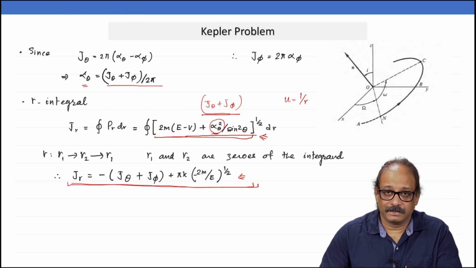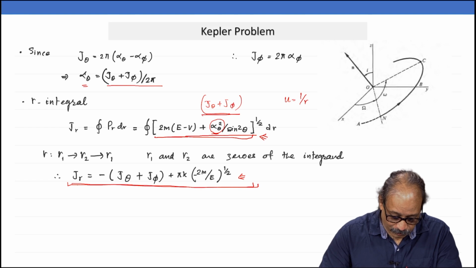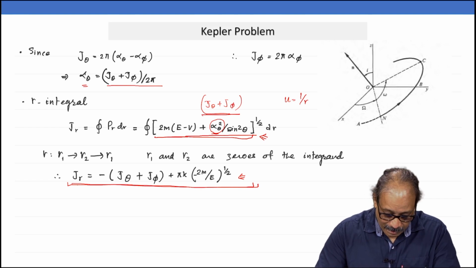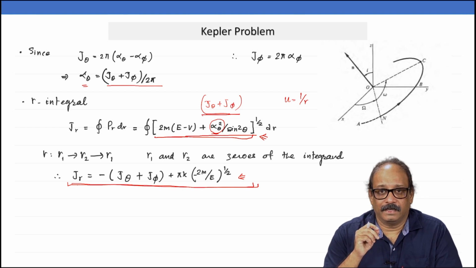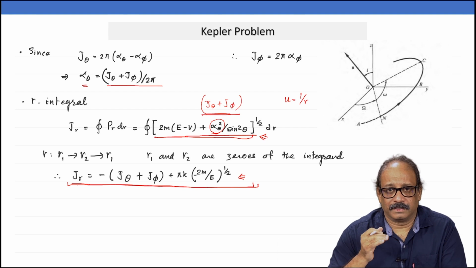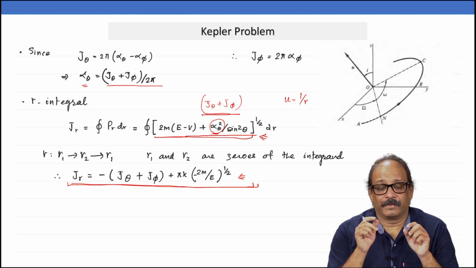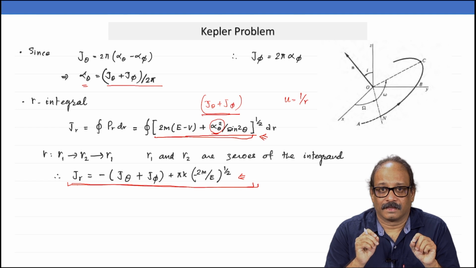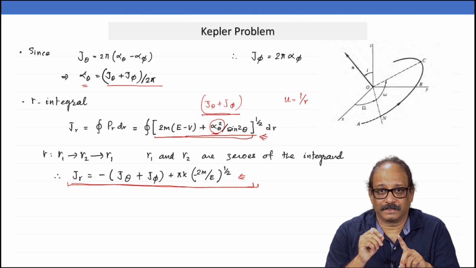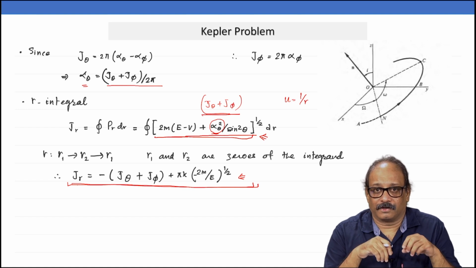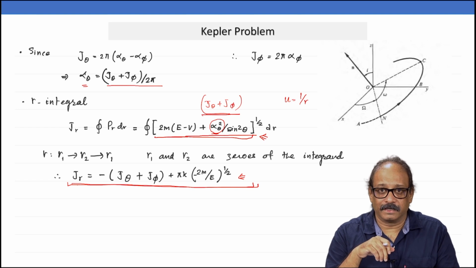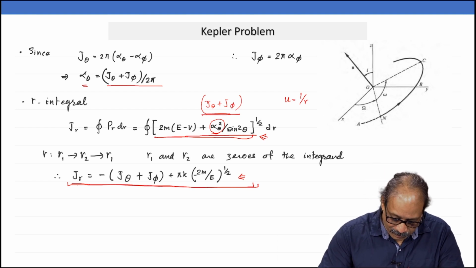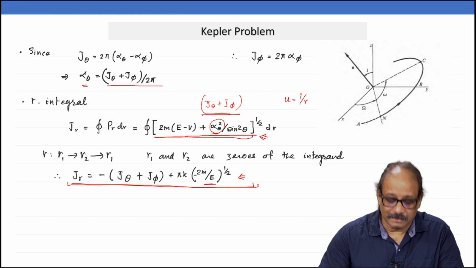And now I am going to write this E. So, Jr is equal to minus of j theta plus j phi, plus pi k times the square root of 2m by E with a minus sign. Remember, I forgot to mention this right from the beginning. Remember, if E is positive, then you do not have a periodic motion in everything. For periodic motion in all three, r, theta, phi, and bounded motion, I need E to be negative, and that is exactly what is shown here. If E is negative, that minus sign makes sense.